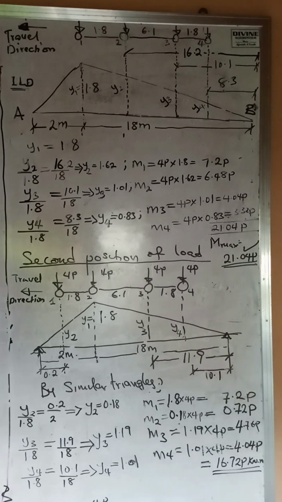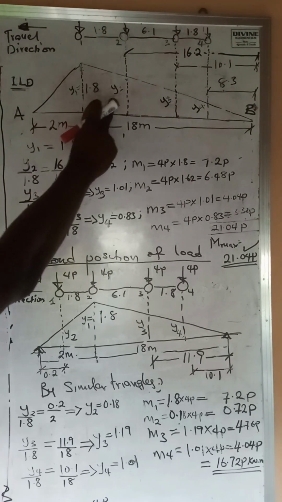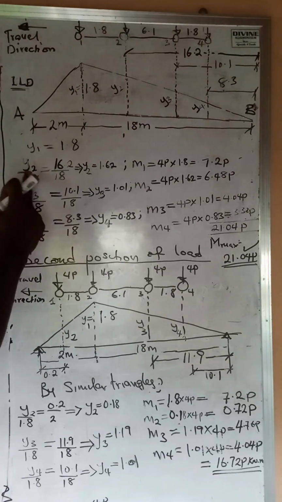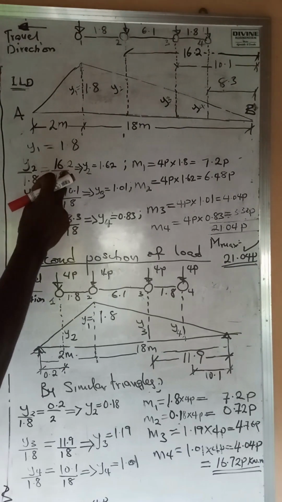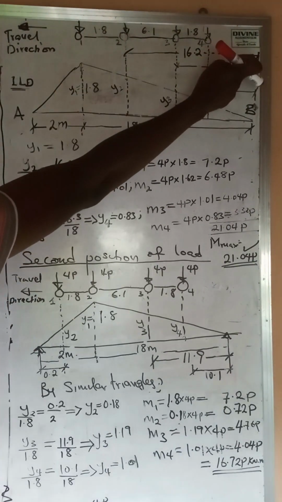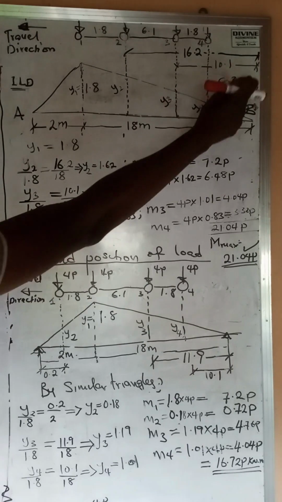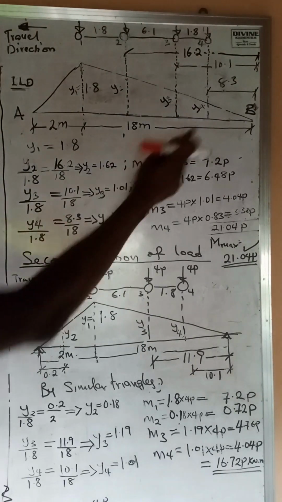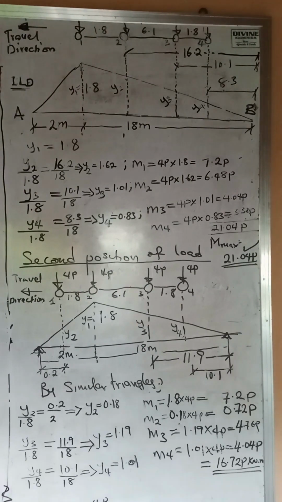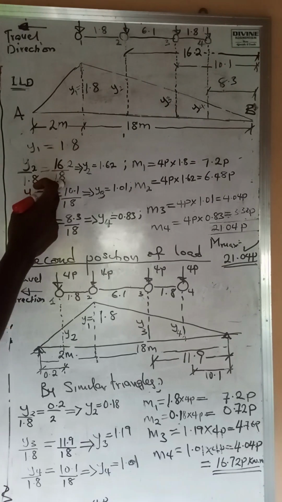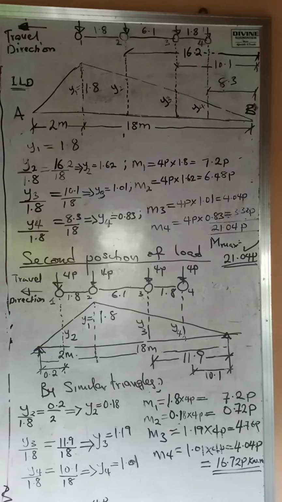Okay, so the first thing we are going to do, let's do the ratio. We have y2, we call it y1, y2, y3, y4. These are the ordinates of this influence line diagram. So we take the ratio. The first ratio we are going to have: y2 over 1.8 equals 16.2. You can see our 16.2 here, 16.2 to this point. That is for y2. We have from here to be 10.1. We have from here to here to be 8.3. So when we do that, we're going to have y2 over 1.8 equal to 16.2 over 18. We have y2 to be 1.62.